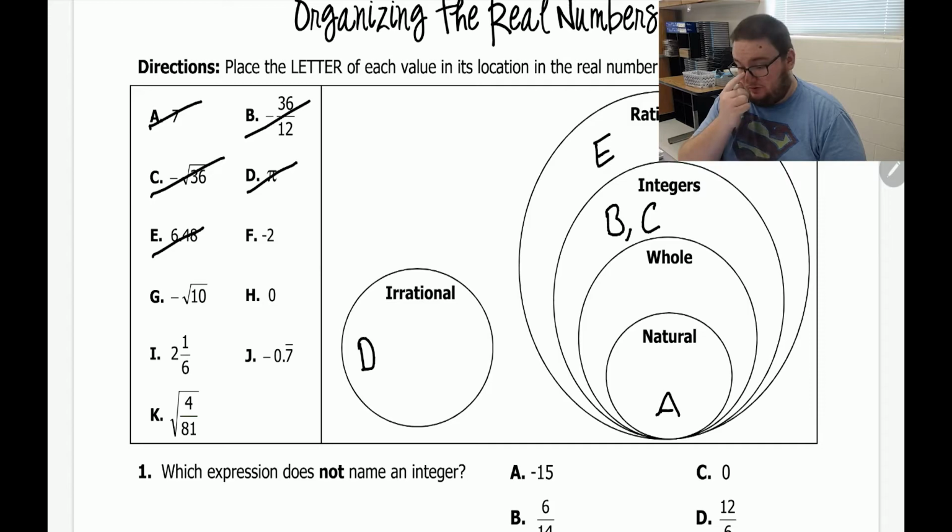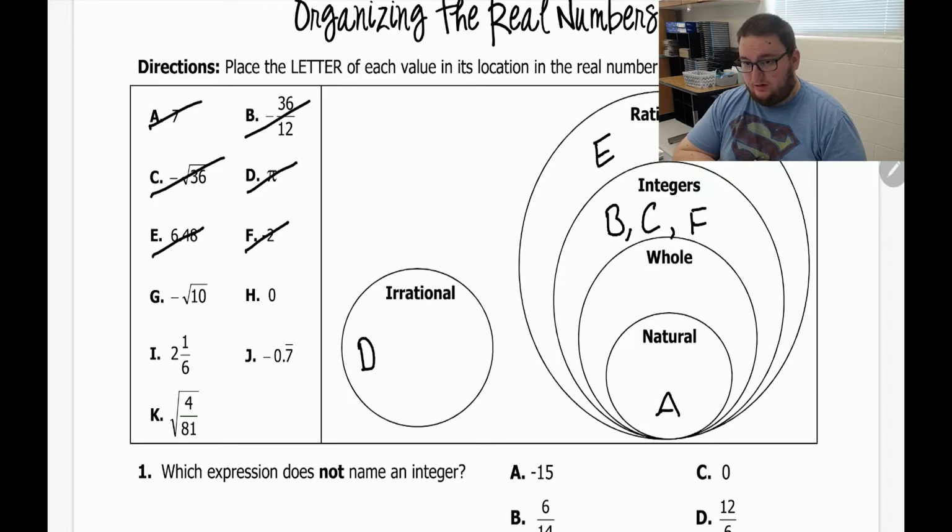Next is F. F is negative 2. Since it's negative, I know it's not going to be in the naturals, and I know it's not going to be in the wholes. So that means that it has to go in the integers. So I'm going to put negative 2 in the integers. I'm going to put F in the integers, and then come over here and mark out F.